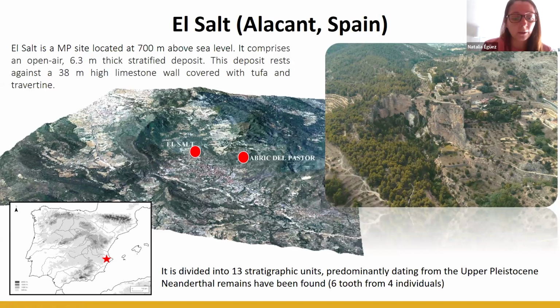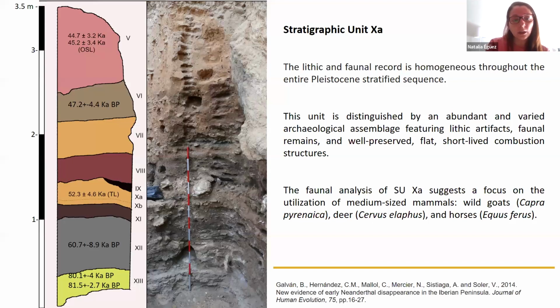Some Neanderthal remains have been found. They comprise 4 individuals, and there are 6 teeth that have been recovered. And the complete sequence is shown here. As I said, the dental remains are coming from this part, the upper part. And now we are working in this little layer here, that is the 10A.